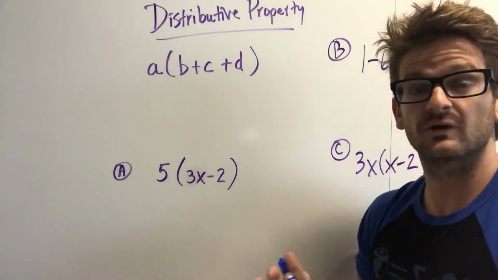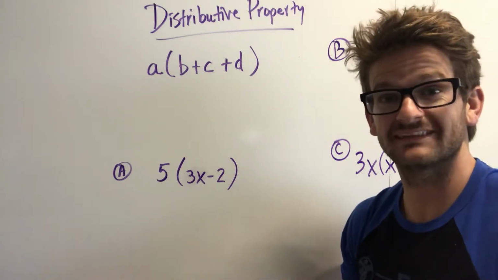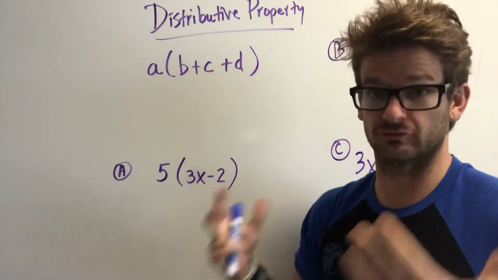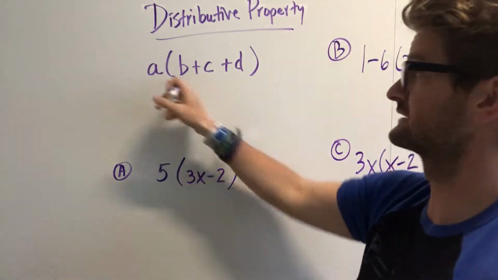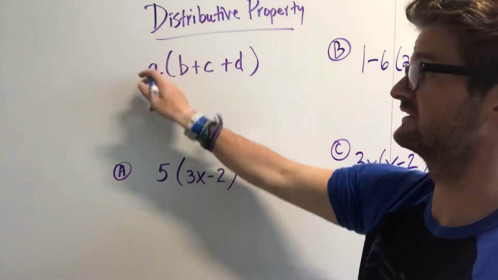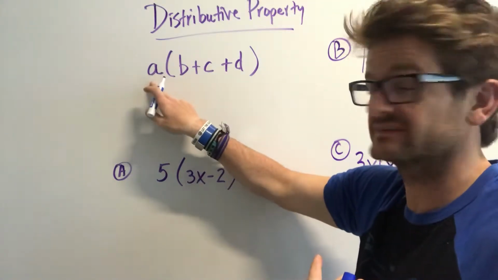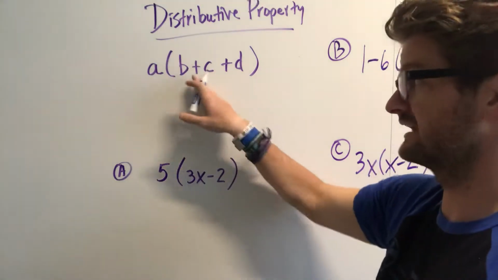Hi, in this video we're going to look at the distributive property. The distributive property is involved when we're multiplying things together that maybe have multiple terms. So this is the most common example: we have some value, some number, some variable outside of the parenthesis, and then it's being multiplied inside the parenthesis.